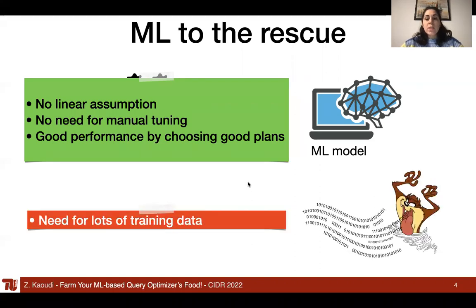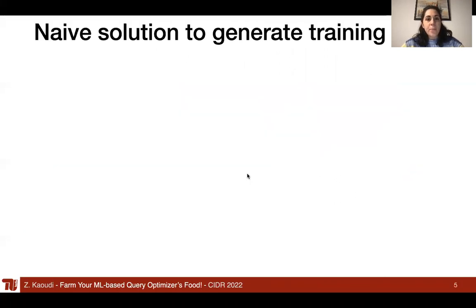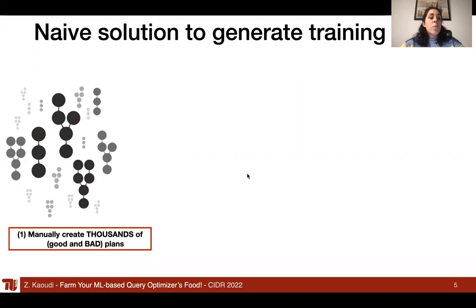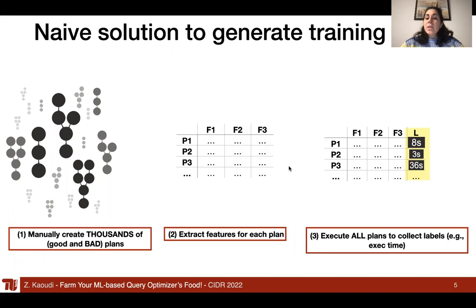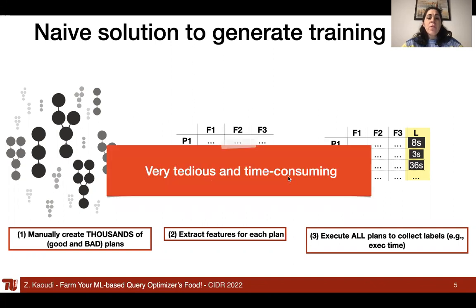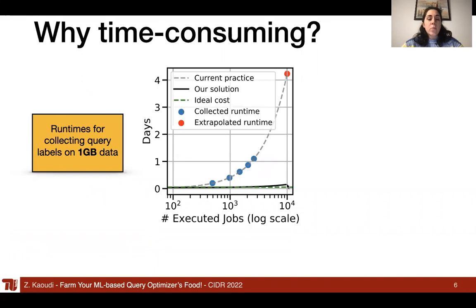However, we know that machine learning models are data hungry, so we need a lot of training data. A naive solution to generate such training data is to manually create thousands of plans, so both good and bad plans, extract the features for each of the plans, and then execute all the plans to collect their labels, which means their execution runtime. However, this is very tedious and time-consuming, and let me show you why it's time-consuming.